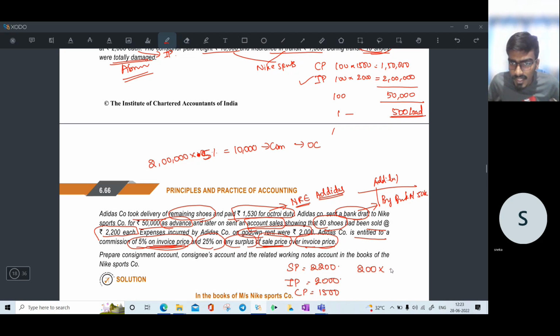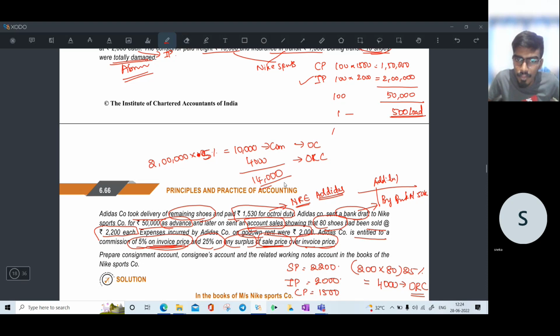எவ்வளவு units நான் சேல் பண்ணிருக்கேன்? 80 units. அப்ப இதுக்கு 25%. அப்ப 200 into 80 into 25%. You will get an answer of 4,000. It is overriding commission. Overriding commission is 4,000. Ordinary commission is 10,000. So total 14,000 is the commission.